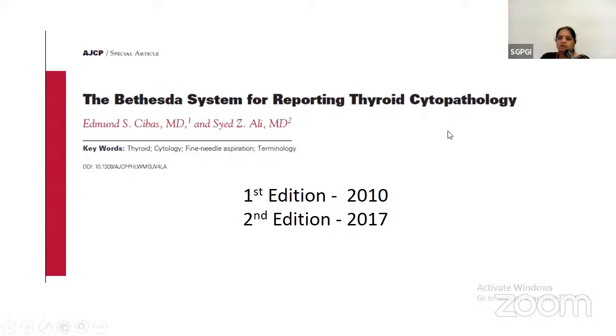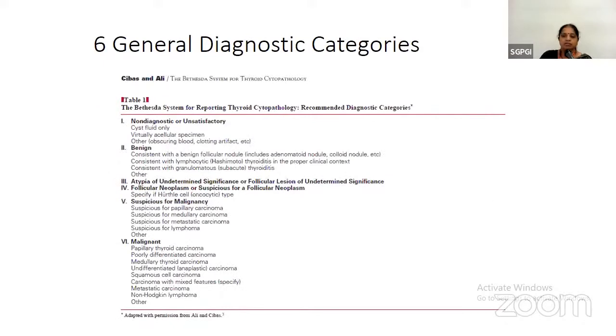And then came this, the Bethesda system. All of us are talking about it, of course. It's almost 12 years old. The first edition came in 2009, and the revision has come in 2017. We know the 6 diagnostic categories, and Shipra did a wonderful job of showing the diagnostic challenges and the pitfalls. But just remember that in spite of all the challenges and all the pitfalls, we have a wonderful diagnostic accuracy. Otherwise, it would not have stood the test of time.